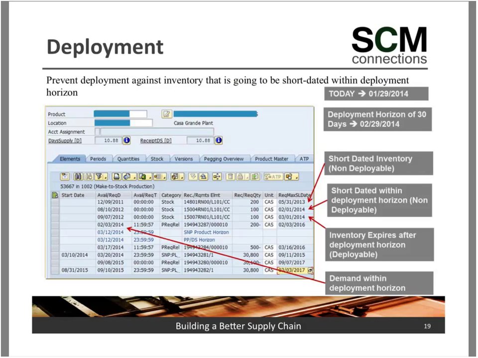So one of the requirements was to take any inventory that's going to expire within a certain horizon and not consider that as deployable inventory. So in this example, I've got inventory that is expired, that's non-deployable. I've got inventory within this horizon that is not deployable. But then I've got other inventory that expires after the deployment horizon, and that's available for deployment.